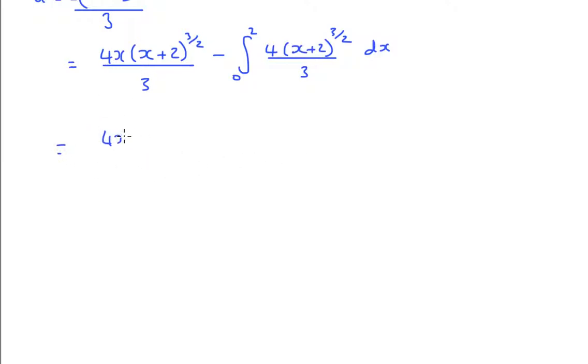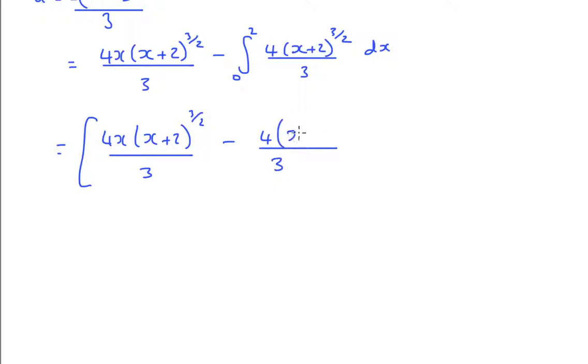So 4x, I'm not going to do anything with this yet, 4x over 3 minus, add 1 to the power, we've still got the 4 over 3, you could even take the 4 over 3 out here, but we'll leave it there for now. Add 1 to the power, that's 5 over 2 now, divide by 5 over 2, that's the same as timesing by 2 over 5, and divide by the coefficient of x as well, but that's just a 1, so I don't need to write it down. Let's just tidy this up.